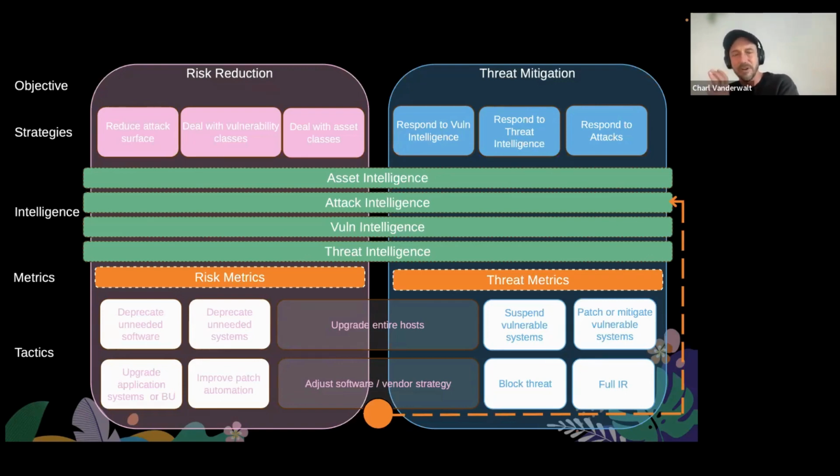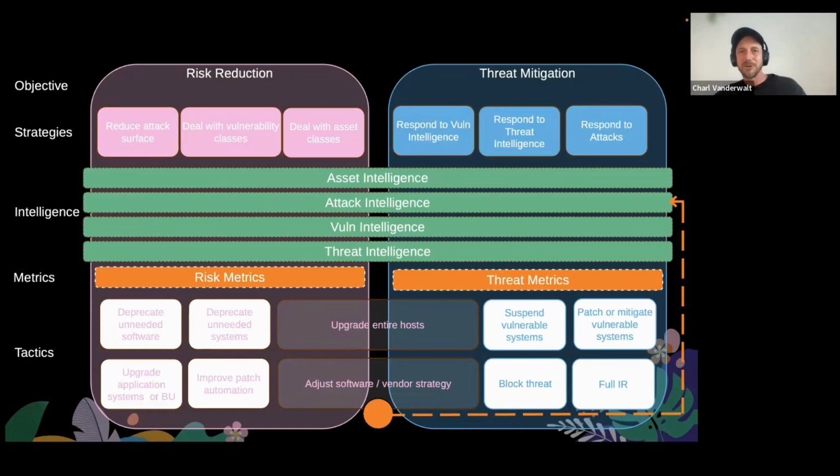Threat mitigation is very concerned with the asset attributes. Risk reduction may be less concerned with asset attributes and maybe more concerned with organizational issues. Anyway, whatever those strategies are that you choose to pursue, and they will be directed also by things like compliance imperatives, Steve. Then you've got various forms of intelligence.